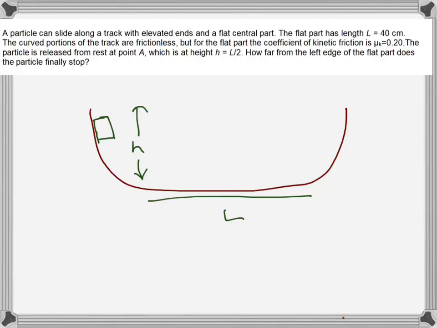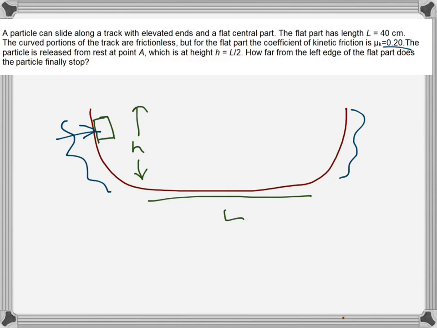Okay, so in this problem, what's happening is that this particle or object is sliding down from this elevated end. These two parts of the plane are frictionless, but the middle part, which is horizontal, has a kinetic friction coefficient of 0.2.